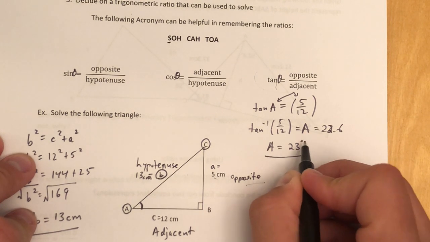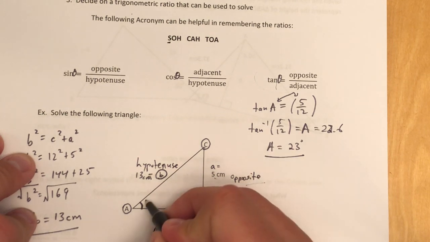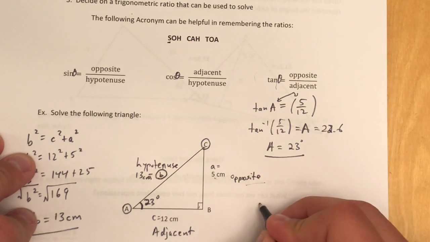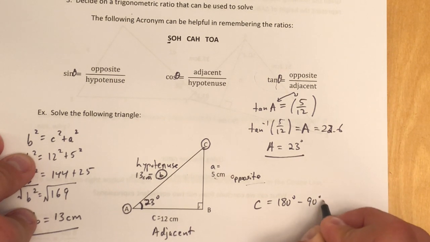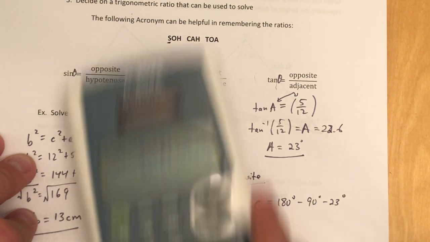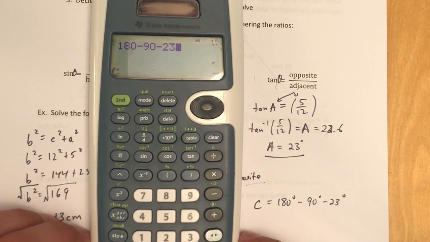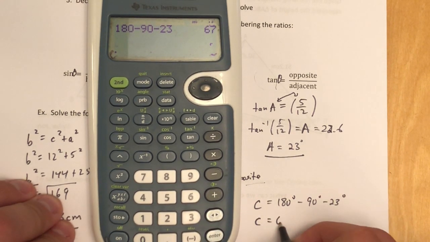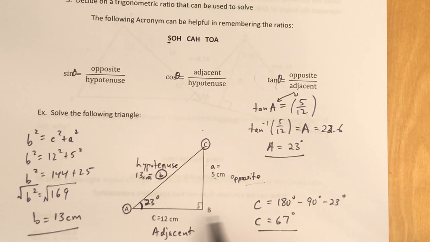Our units are degrees. We can now solve for C actually using the rules that we already learned from our last unit. If this is 23 degrees, if that is 90 degrees, we can find C. C is just going to be 180 degrees minus 90 minus 23. 180 minus 90 minus 23 equals 67 degrees. So C is equal to 67 degrees. And we've now solved for everything on this triangle here, this side and these two angles.